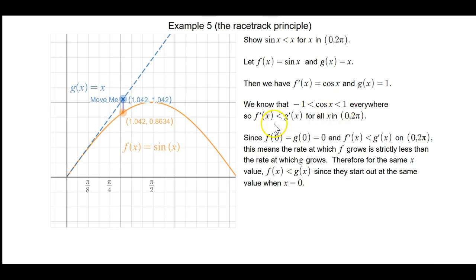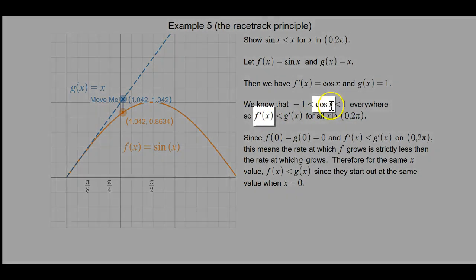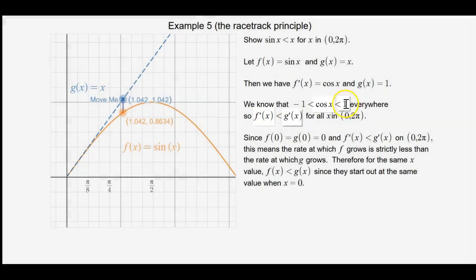So that means that since cosine x is f prime of x and 1 is g prime of x, I know that f prime of x is less than g prime of x for all x in this interval 0 to 2 pi. So that means that f is growing at a slower rate than g, but they started off at the same value. Therefore, f has to be less than g on this interval. So sine of x is less than x on that interval.